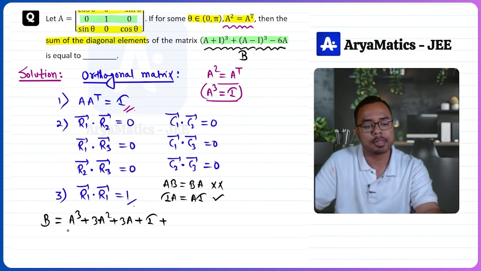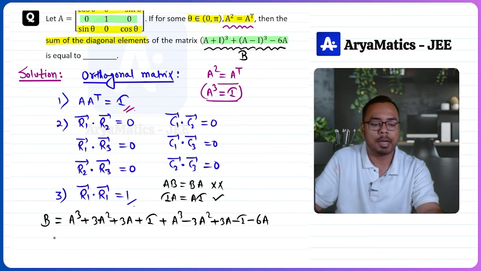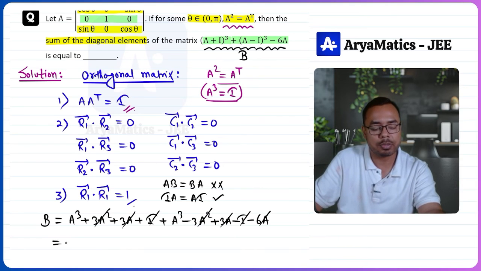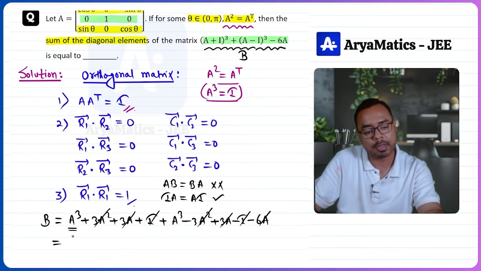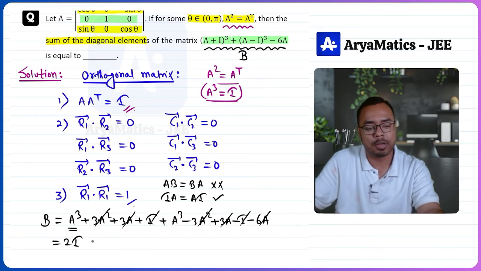So this will be matrix A plus I cube. Similarly, A minus I cube will be A cube minus 3A square plus 3A minus I, minus 6A. And now you can see that 3A plus another 3A minus 6A cancel. 3A square minus 3A square will cancel. I and minus I will cancel. So basically matrix B is twice of A cube, and A cube was the same as I. That means after simplification, this matrix B is nothing but 2 into I.